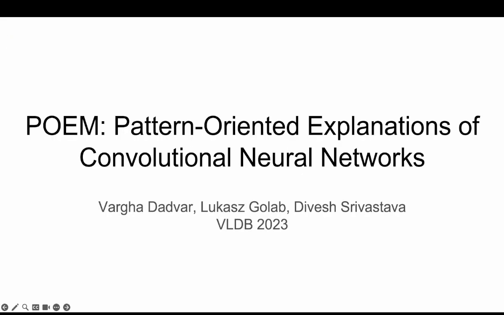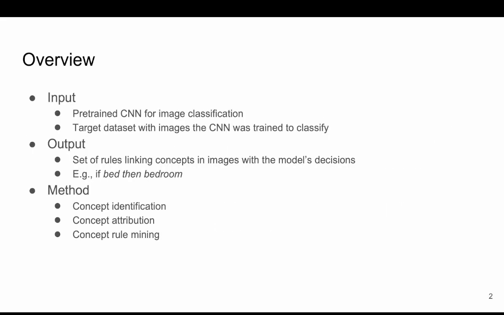This video describes POEM, our tool for pattern-oriented explanations of convolutional neural networks. POEM is an example of an explainable artificial intelligence tool. As input, it takes in two things: a pre-trained convolutional neural network for image classification, and a target dataset that contains images that the CNN was trained to classify.